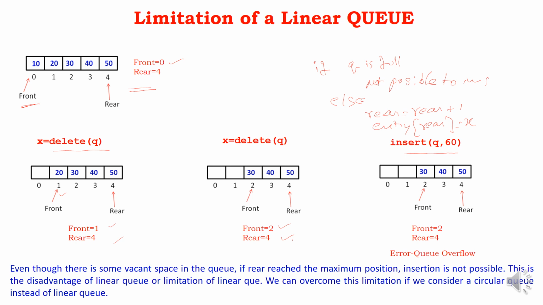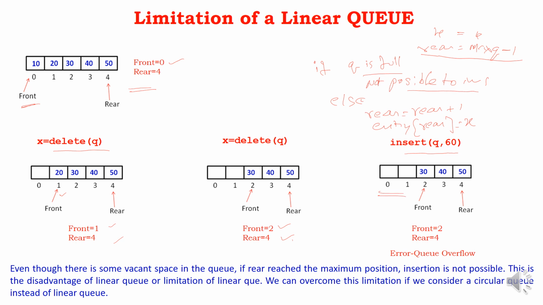See here, rear is 4. The queue full condition is rear equal to max q minus 1. Rear is already equal to max q minus 1. Rear is 4, max q is 5, so max q minus 1 is 4. So it is equal, and it is not possible to insert. An error message will be displayed.